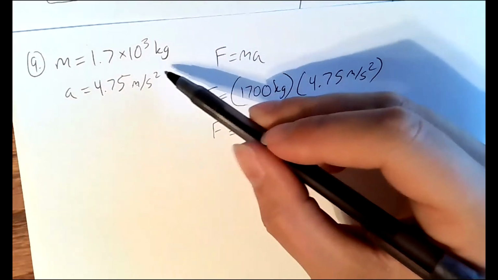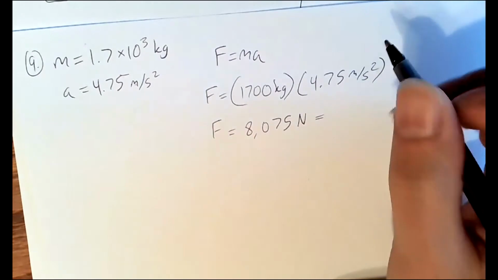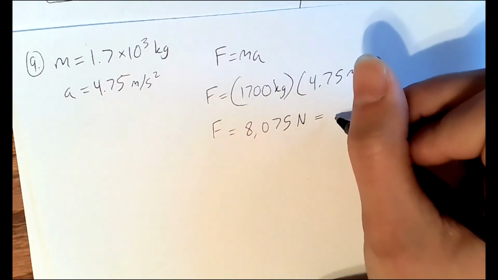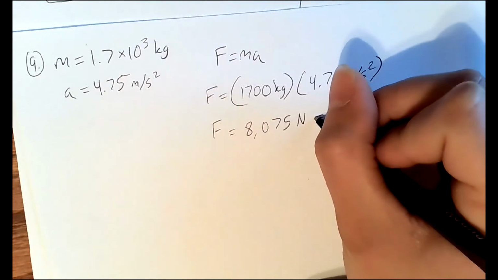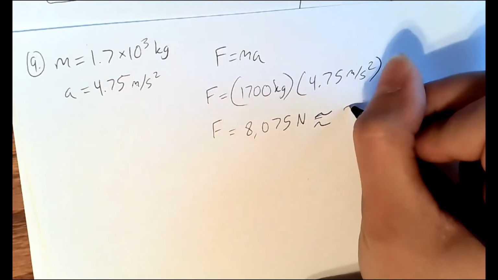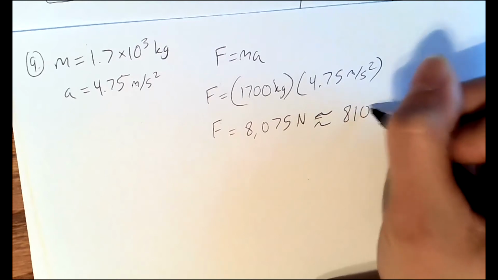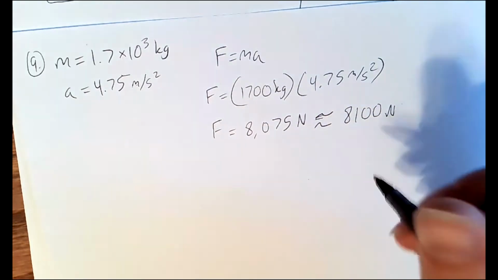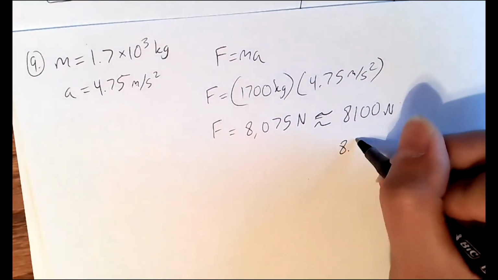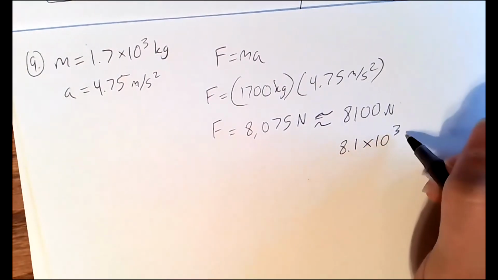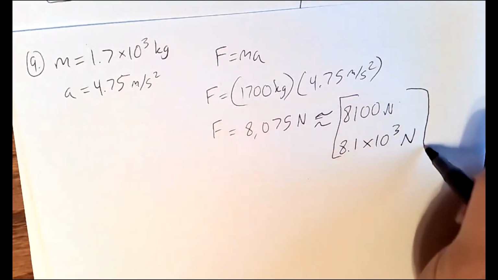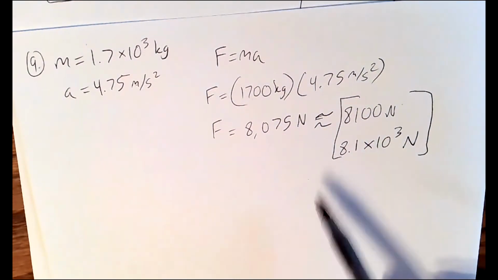And the answers are given in scientific notation. So I suppose they want this rounded to about 8,100 newtons. And then that would be 8.1 times 10 to the third newtons. So that's F in this scenario.